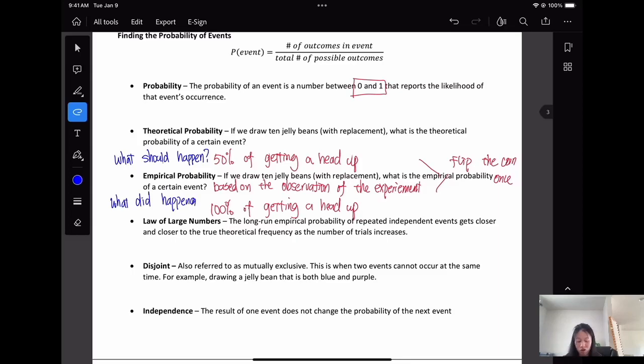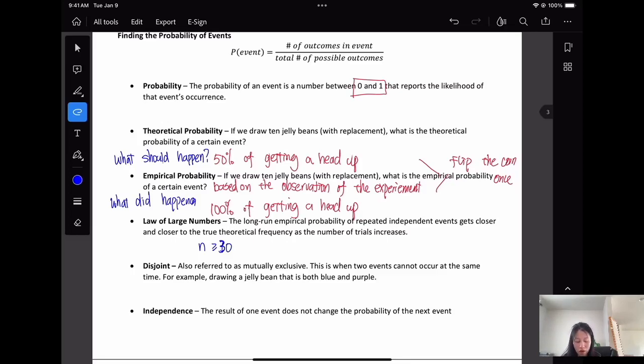Okay, law of large numbers. The long-run empirical probability of repeated independent events gets closer and closer to the true theoretical frequency as the number of trials increases. Usually in statistics, we consider a number of trials greater than 30 to be a large number. But in my class, I want it to be greater than 35.